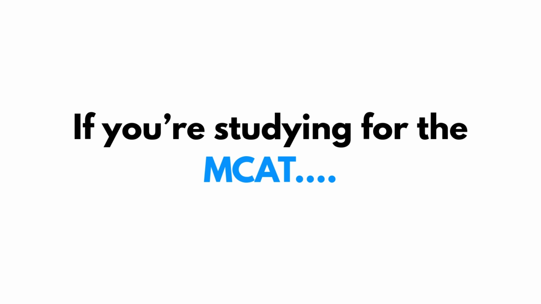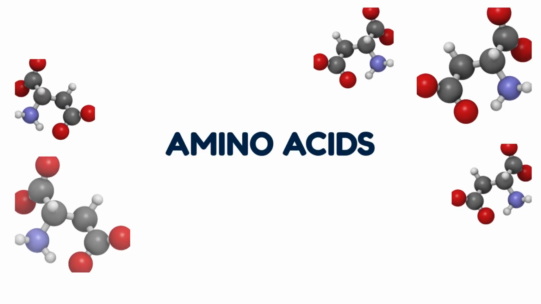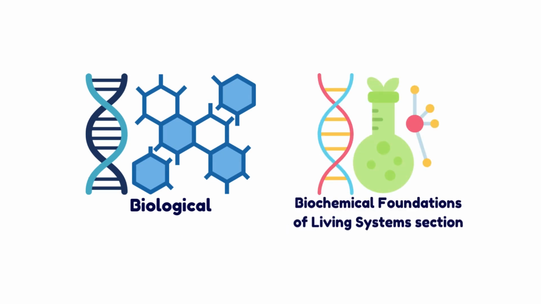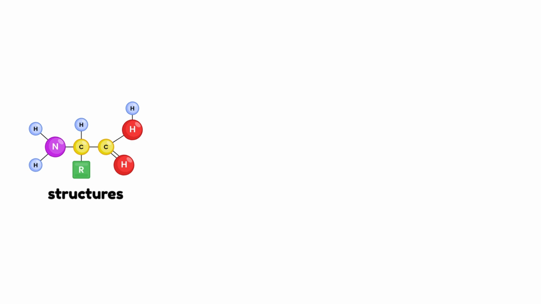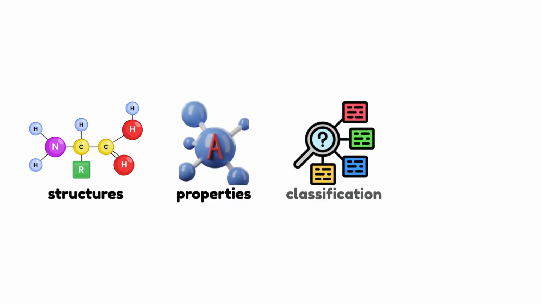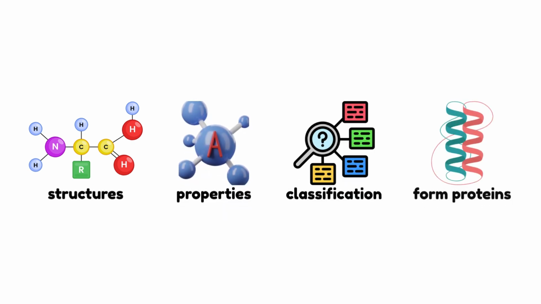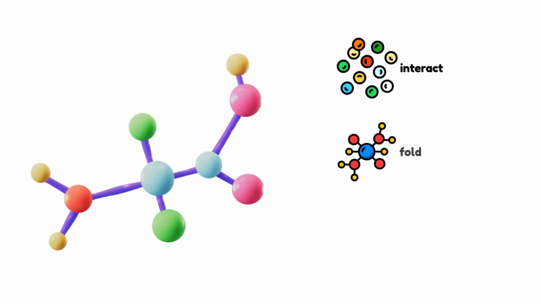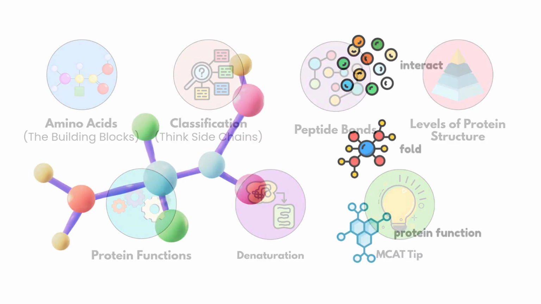If you're studying for the MCAT, amino acids are one of the highest yield topics you'll ever see. They show up in the biological and biochemical foundations of living systems section, and they're tested in multiple ways: structures, properties, classification, and how they form proteins. The MCAT isn't just asking you to memorize, it wants you to understand how amino acids interact, fold, and ultimately determine protein function. Master this, and you'll grab points every time this topic shows up.